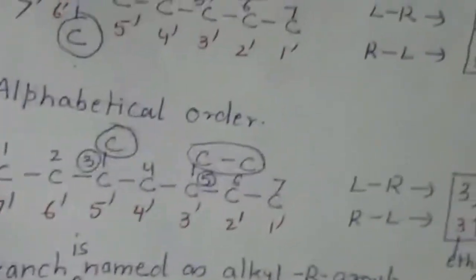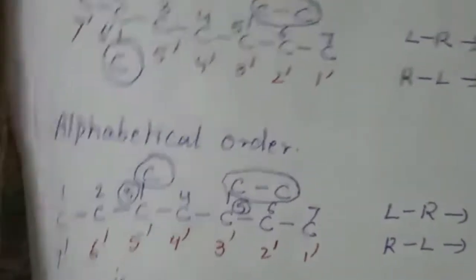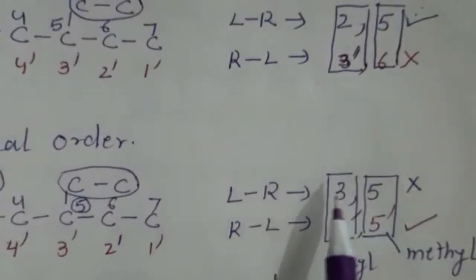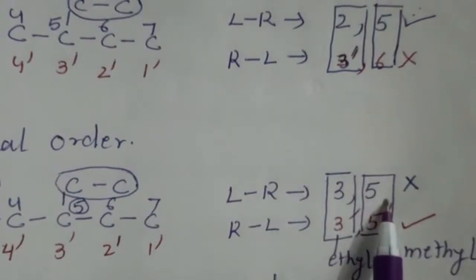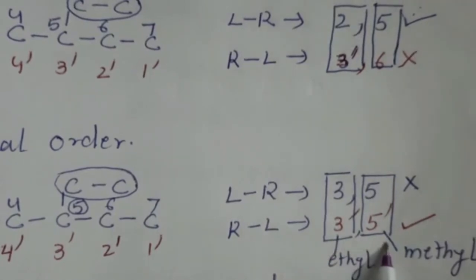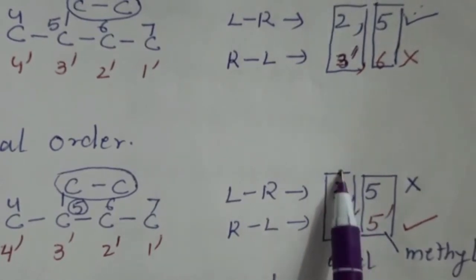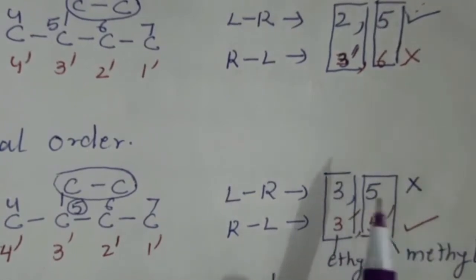So if we consider the positions of the locants here, they remain the same. When we arrange the positions of the locants, it is 3 and 5 moving from left to right, and moving from right to left it is also 3 and 5. Then in that case, the lowest locant rule cannot decide which one will be the preferred order of the numbering.